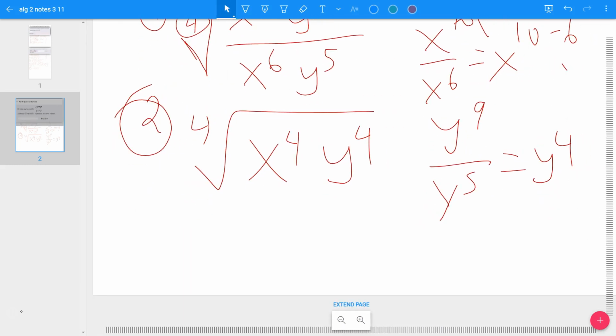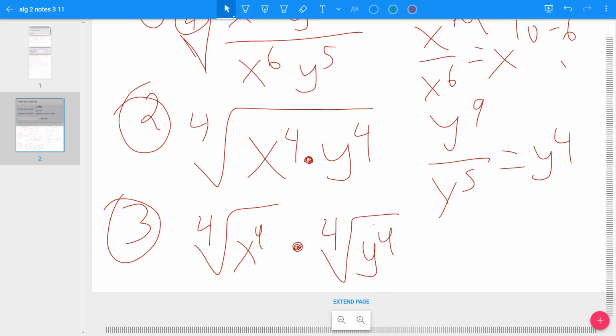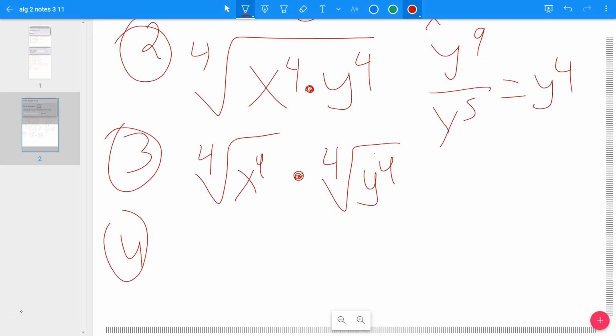So if you want it to be very formal, you would simplify by distributing the root symbol to each factor under the root symbol individually. So you do the 4th root of x to the 4th times the 4th root of y to the 4th. If you want to be very formal, you do that. And then you simplify. At step number 4, you have x. And for this one, the 4th root and the 4 and the exponent cancel, and you end up with y. So this would be considered the answer here.